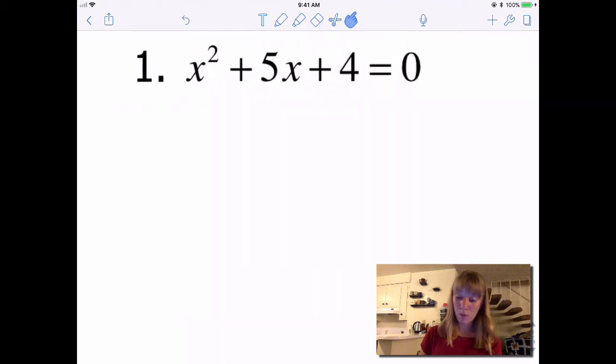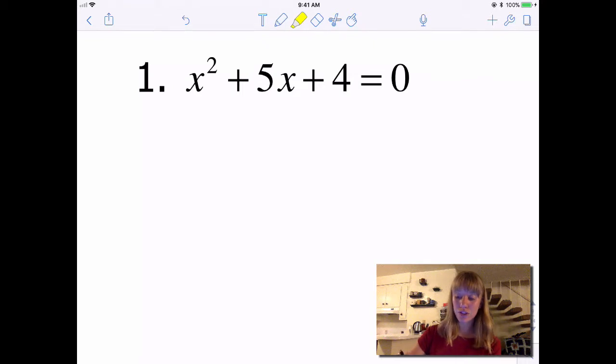So let's look at number 1. The main thing I want to stress is you use solving when we have an equals 0. So if you look back at your notes, the last video we didn't have an equals 0, so all we did was factor and we were done. Here, if you have an equal sign in your problem, you will have an equal sign in your answer.